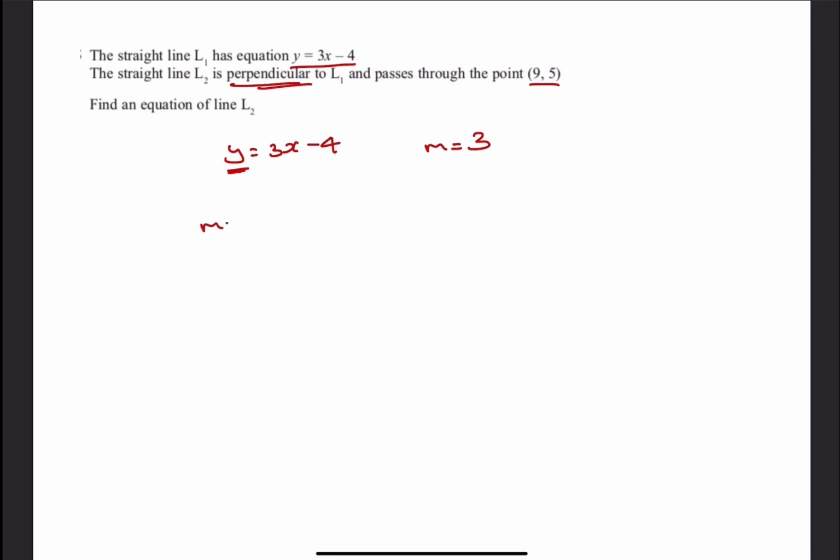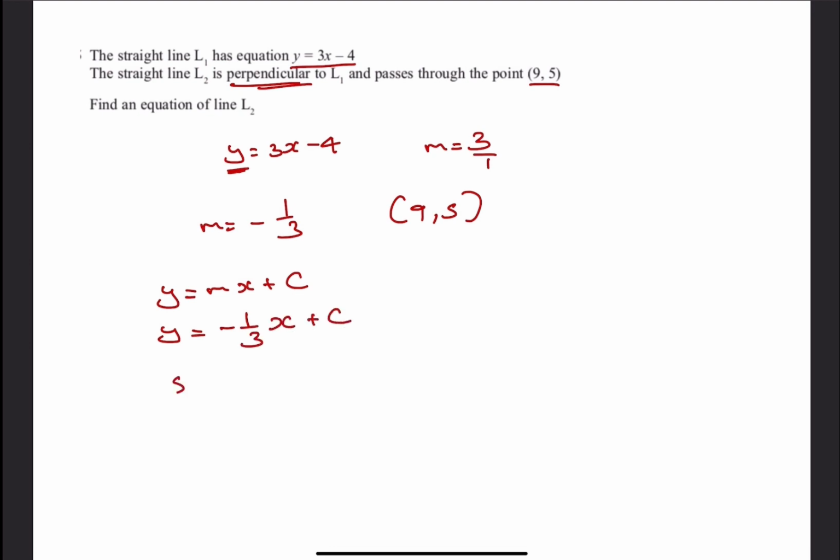What does the gradient become now? Remember, perpendicular means you have to do opposite signs. So positive, so it's negative. You have to flip the fraction over, 1 over 3 then. That's my gradient. Now, what is my coordinate? 9, 5. What's the common formula? y equals mx plus c. y equals minus 1 over 3 x plus c. Let's substitute this.